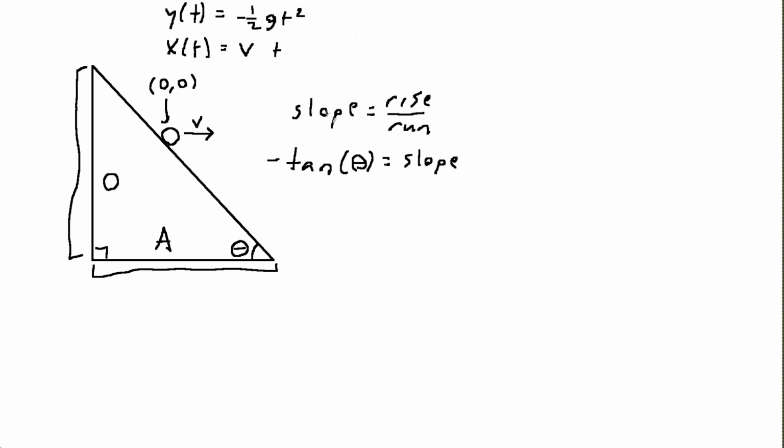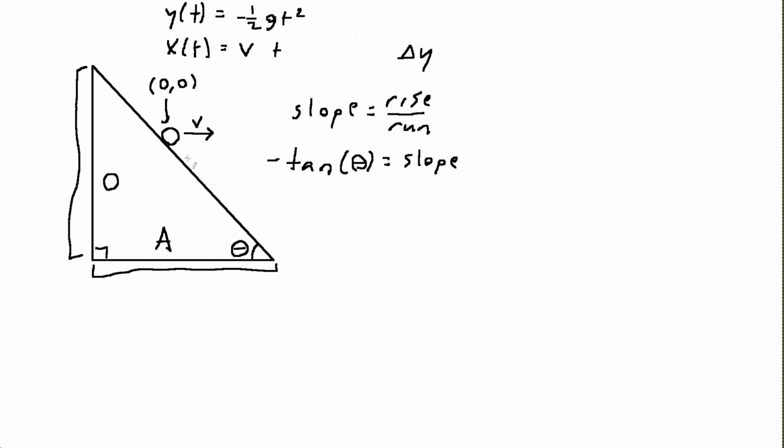Perfect. So now we have negative tan theta solved in terms of slope. Now we can look at slope equals rise over run, and these are going to be our y and x positions. So we know that our rise is our change in y, and remember that (0, 0) is the starting point of the ball.